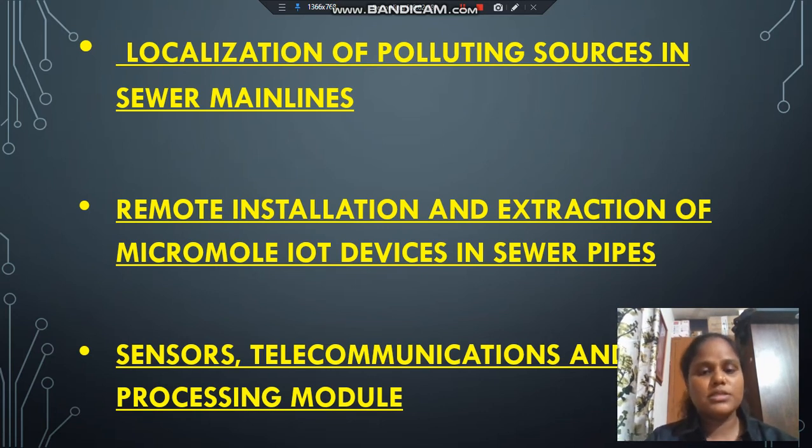The main operating principle used by Micromole for localization of polluting sources in wastewater is first two IoT devices. The first is a pH sensor and the second is an EC sensor. Both are very important sensors used in the architecture. One IoT device is used before the private inlet and another is used after the private inlet, where the first one uses the pH sensor and the second one uses the EC sensor.